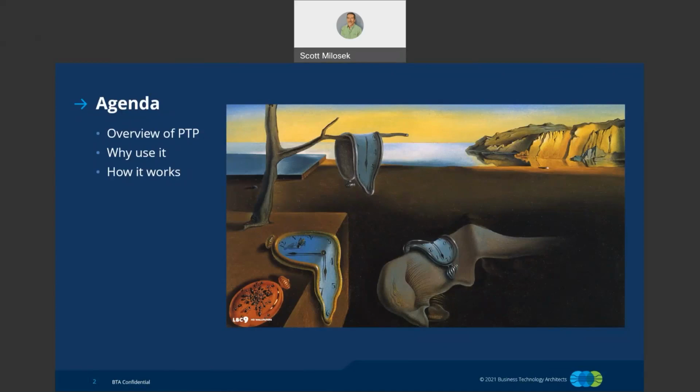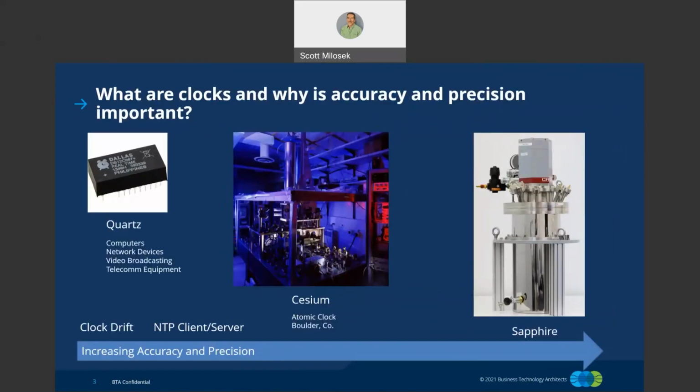it works. In case you're curious, the painting on the slide that you see is called The Persistence of Memory. It was painted by Spanish surrealist artist Salvador Dali in 1931. I grabbed this painting because it seems to fit well with the topic at hand, time.